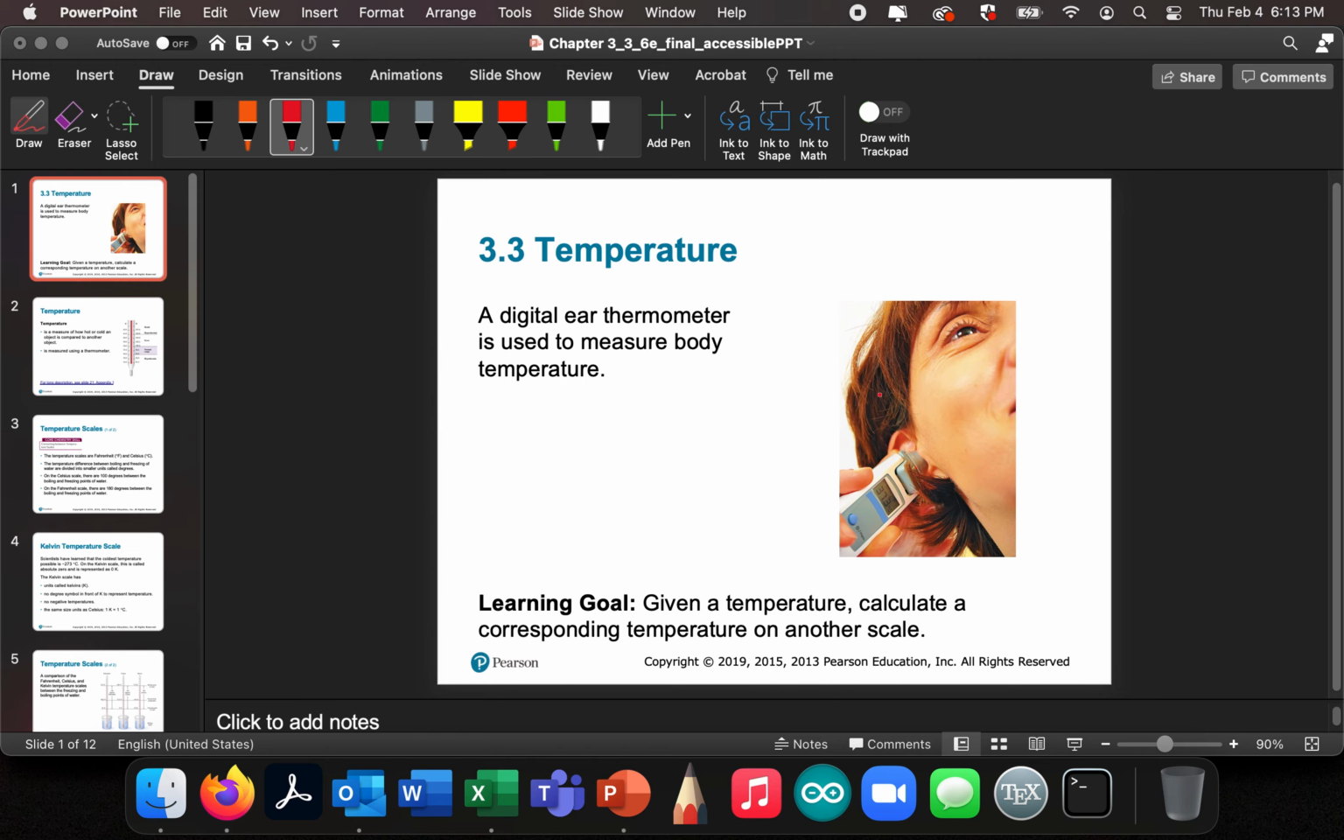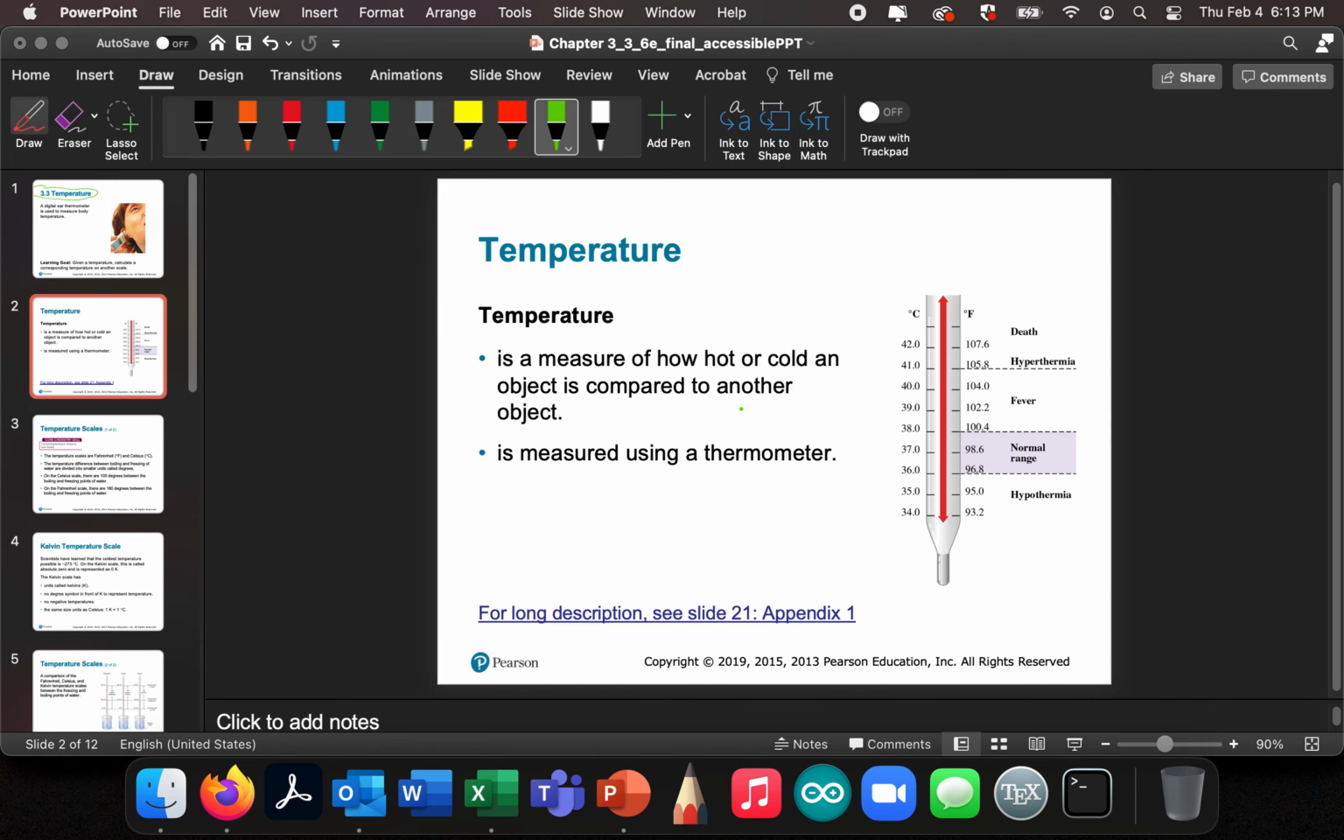So let's talk about temperature now. We're gonna be doing some math here in this section. We are going to be considering temperature. Appreciate please that temperature is the measure of how hot or cold something is, of course, and it's measured with the thermometer.